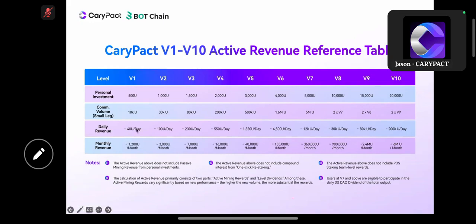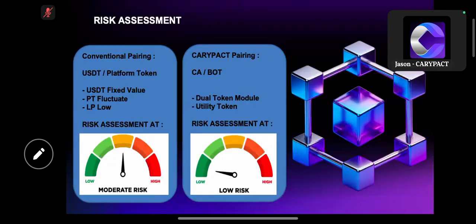So V1, $40, monthly about 1,200. V2, $100 per day, monthly income around 3,000. V3, 230, monthly about 7,000. Up to V10, you can earn up to 6 million in terms of your monthly revenue from your team bonus. So this is an estimation calculation on the active revenue table. I think we are coming to the conclusion of our presentation for today.